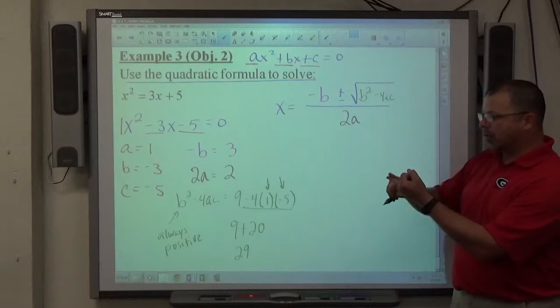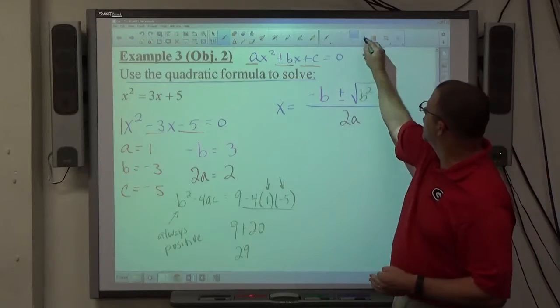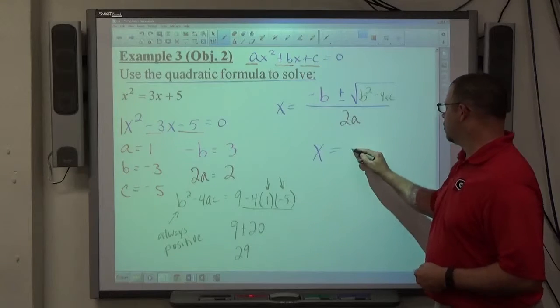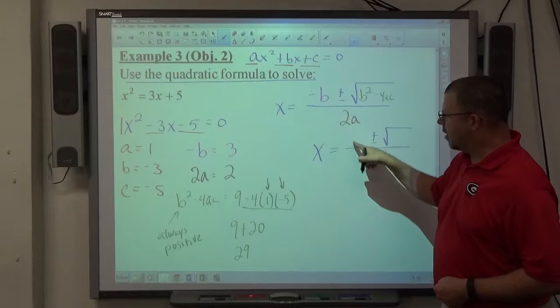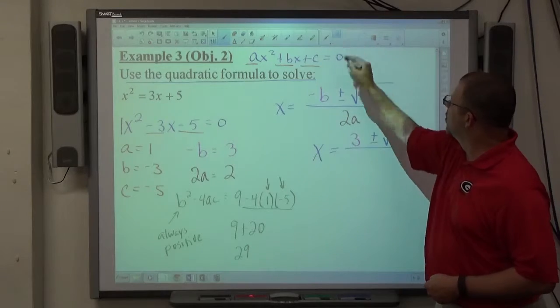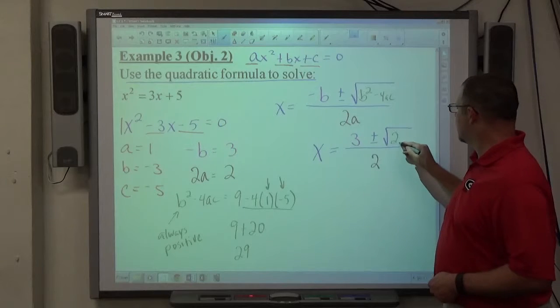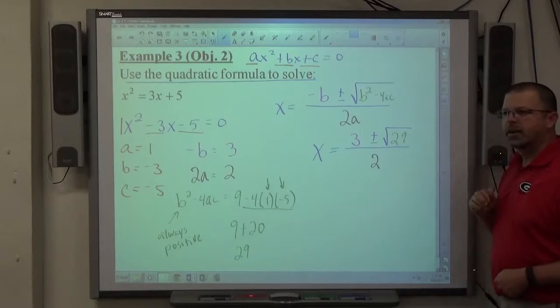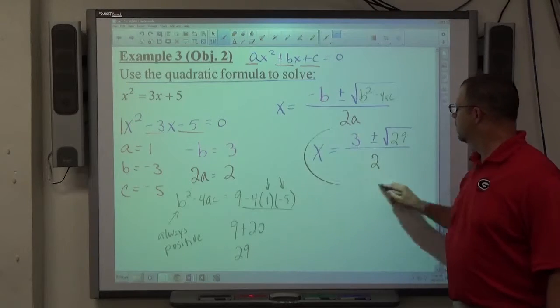So I've established what negative b equals, I've established 2a, and I've established b squared minus 4ac. So then I just write my answer. X equals fraction bar plus or minus square root. Minus b goes in this slot, which is 3. 2a goes in the bottom, which is 2. b squared minus 4ac goes inside the radical, which is 29. The last step is to simplify that answer as much as possible. Hopefully we can all see 29 is a prime number, does not simplify whatsoever. So that's the answer. Yay.